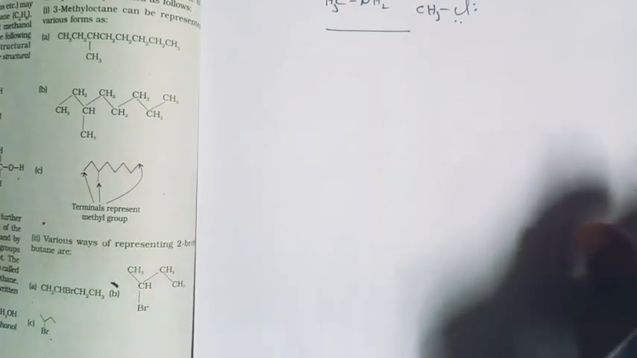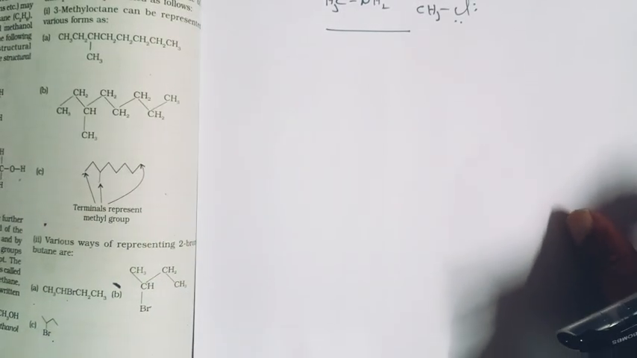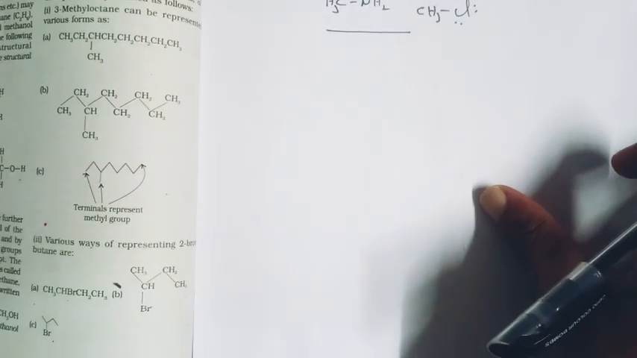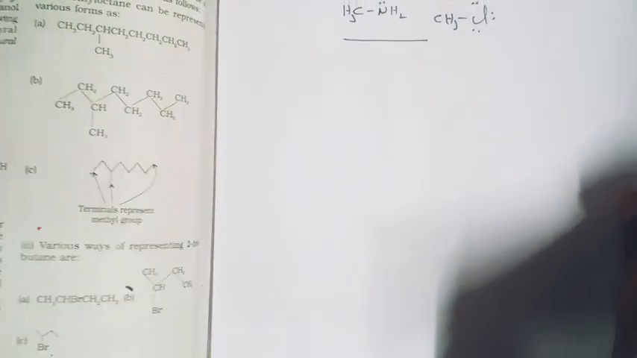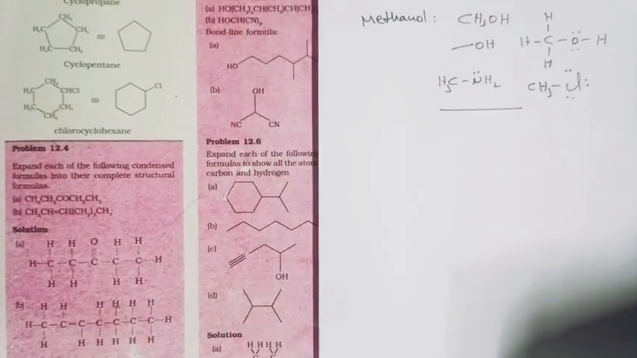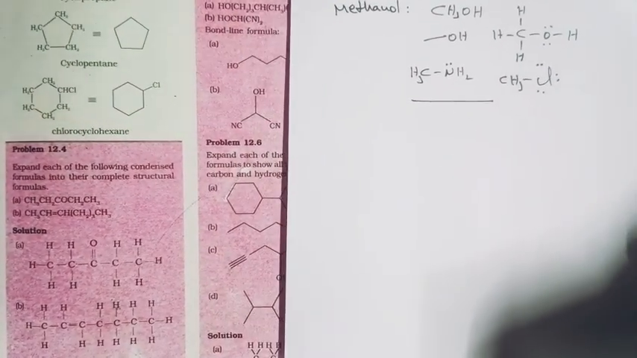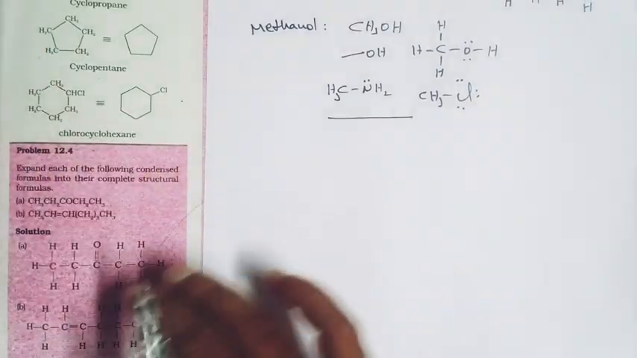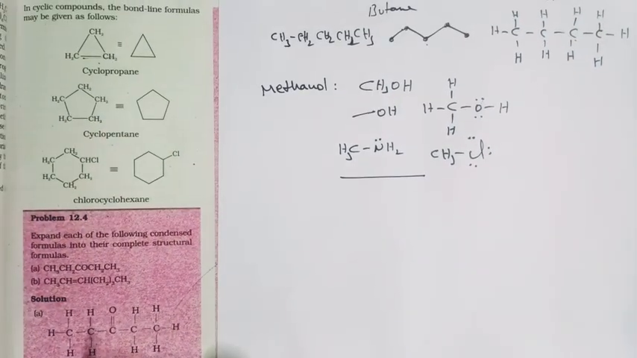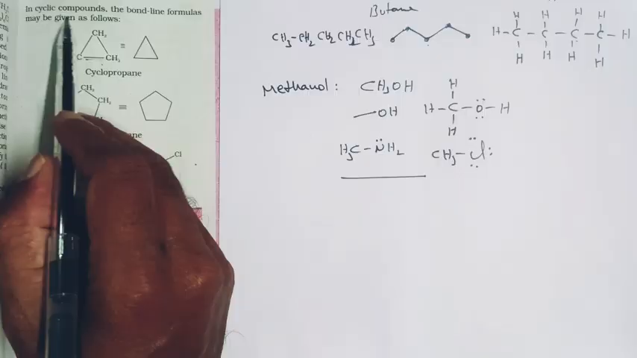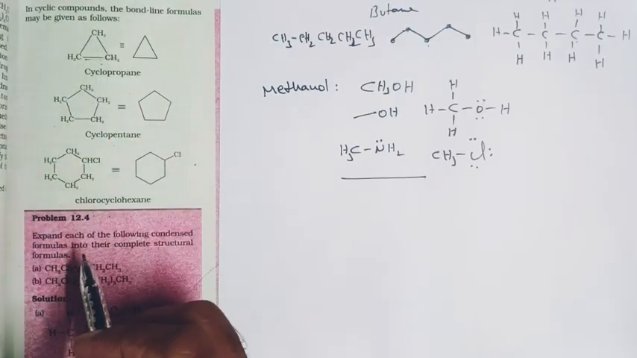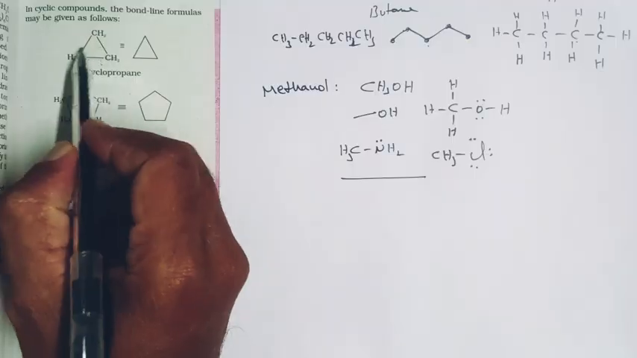And today, we will see the way to write the structures for cyclic compounds. That means here, if you see these structures, in the cyclic compounds, the bond line formulas may be given as follows.